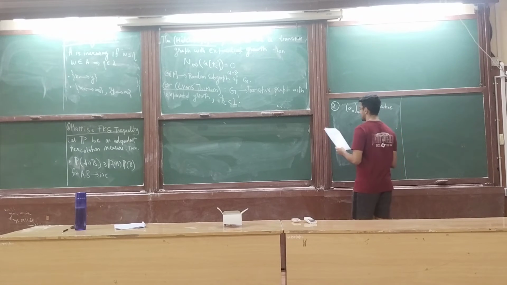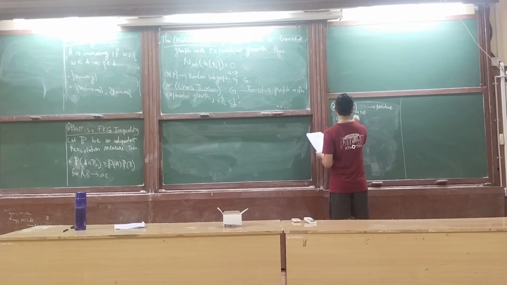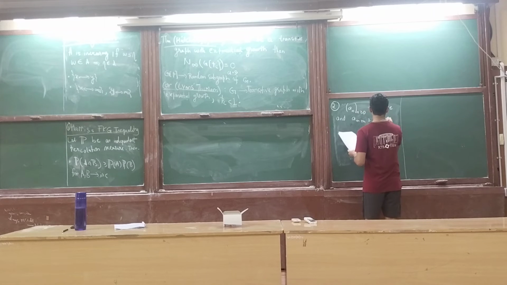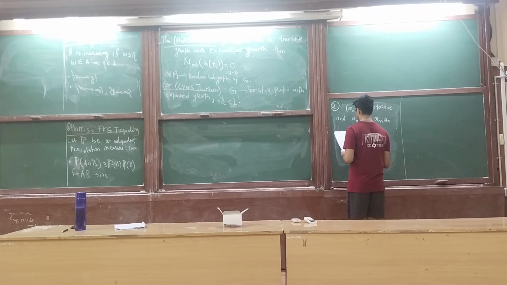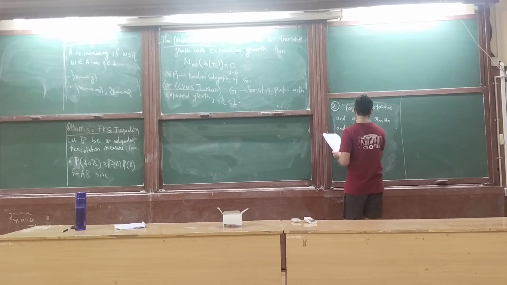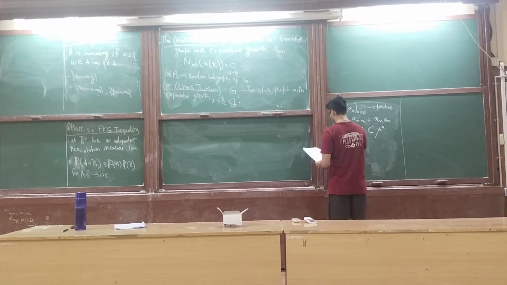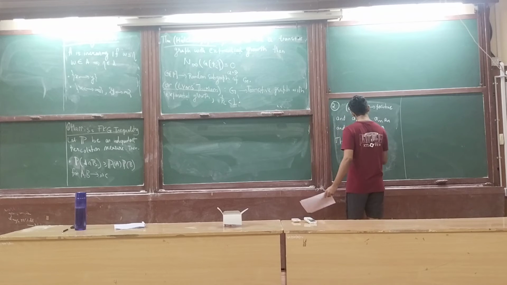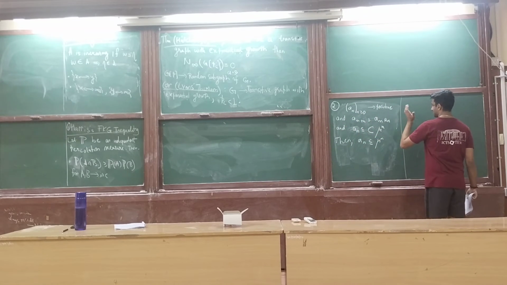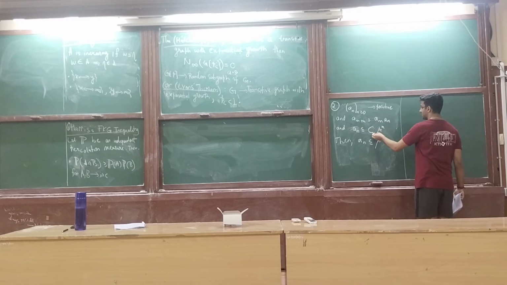If we have a positive sequence of real numbers and a_{m+n} is bigger than a_m times a_n, and a_n is less than or equal to c times μ^n, then, so if we have this sort of a super multiplicative sequence and we have this upper bound for these terms, then we can remove this constant c.